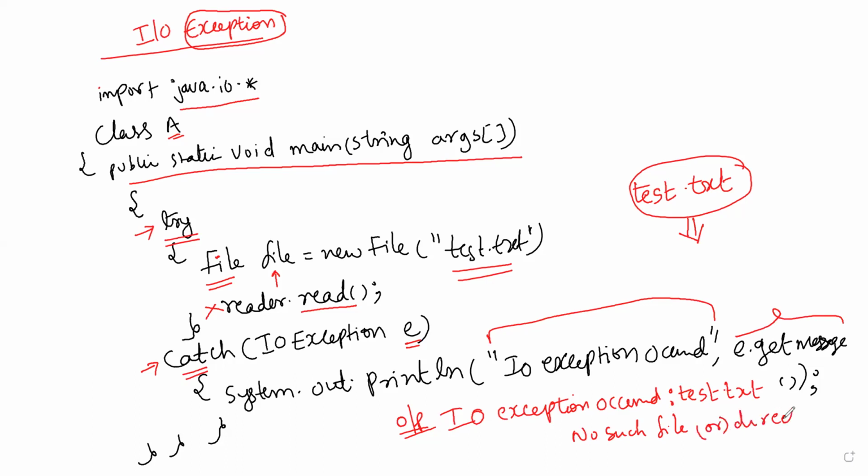So this is what we call input output exception. Now I hope this is clear for everyone. If you have any doubts, you can ask me. So this is called input output exception. Now let me go to the second exception, that is the array index out of bounds exception. So let me go to the second one.